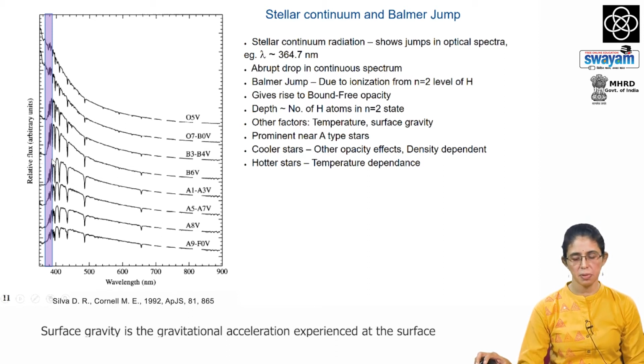The depth of the Balmer jump is related to the number of hydrogen atoms in the n equal to 2 state. There are other factors that also come into the picture, such as the temperature and the surface gravity. If one wants to use the Balmer jump in order to estimate the abundance in the n equal to 2 state, one has to take into consideration the temperature and surface gravity factors as well.